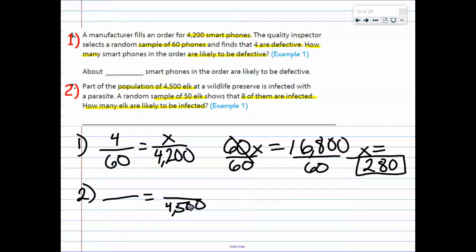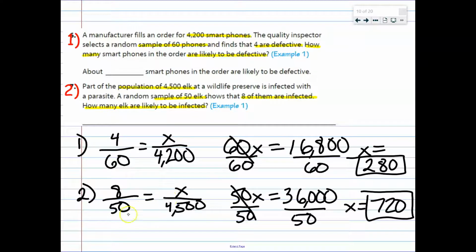So I have my 4,500 elk on this side, and then I have a sample of 50 elk, and 8 of them are infected. So this is what scientists do a lot because they can't catch all the elk in a place, or all the deer, or all the fish, or whatever. So they just get a little sample, and then they use that to make an inference about the whole population. So our x is right there because we want to know how many out of the whole population. So then from there, we're just going to cross multiply and solve for x again.